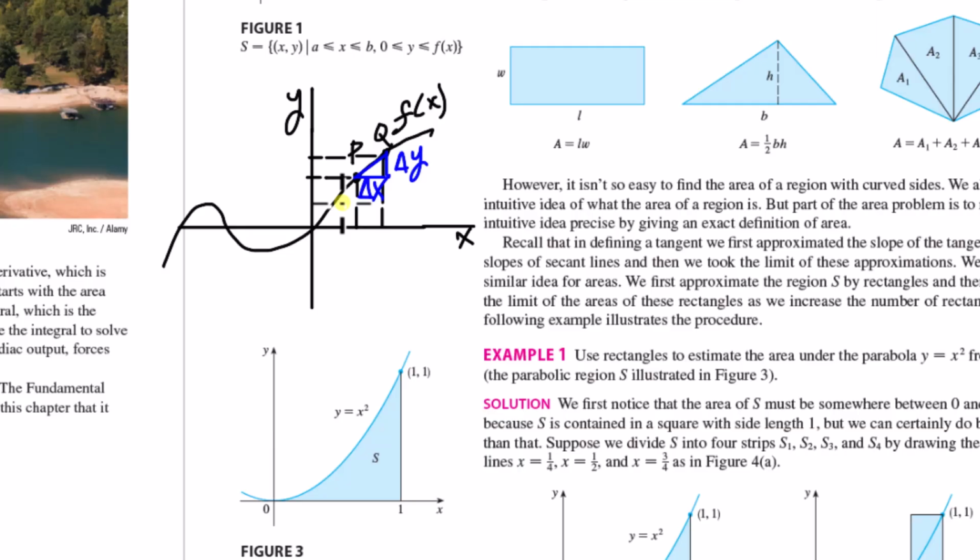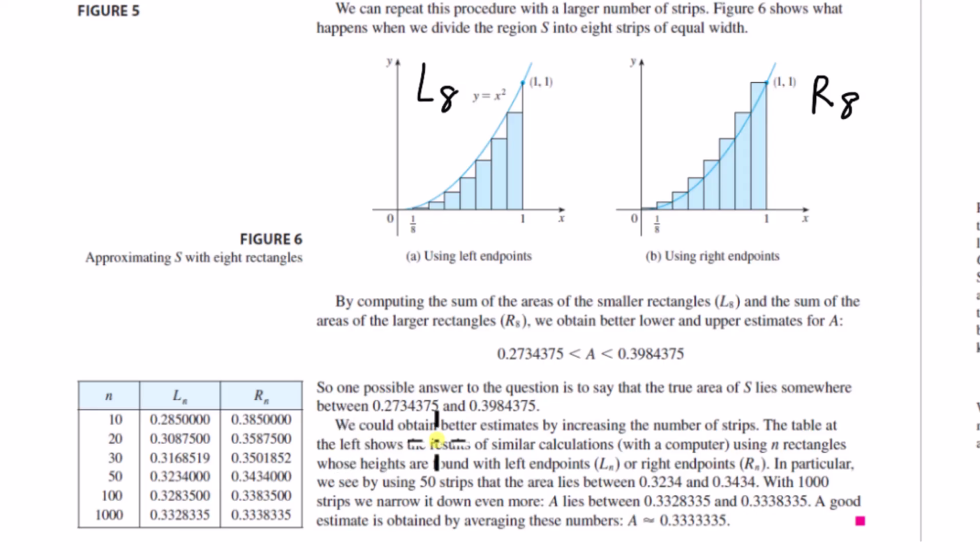Then we let Q get to within 1/4 of point P on either side of P. That's a better approximation. Then within 1/8 of point P, that's a better approximation. But it's still just an approximation. And so it says we can obtain better estimates by just increasing the number of strips.